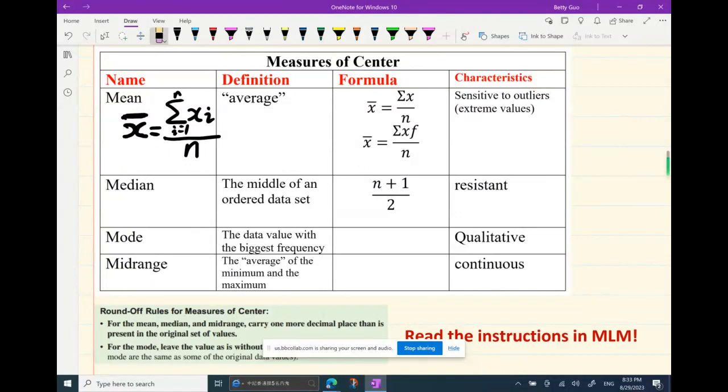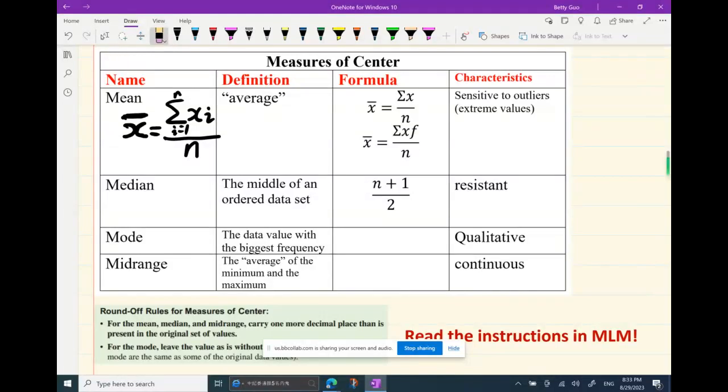And you might wonder, if we have a mean already, why do we need a median? When do we use mean? When do we use median? Those two measures of center have their own advantages and disadvantages. The advantage of a median is that it's not sensitive to outliers. It's not sensitive to extreme values.